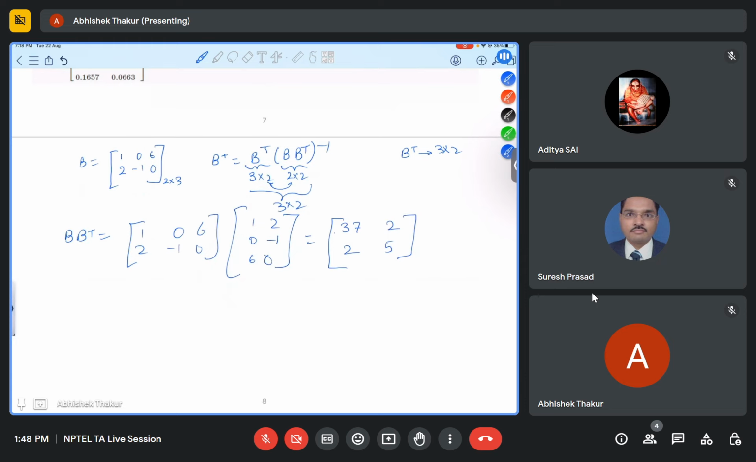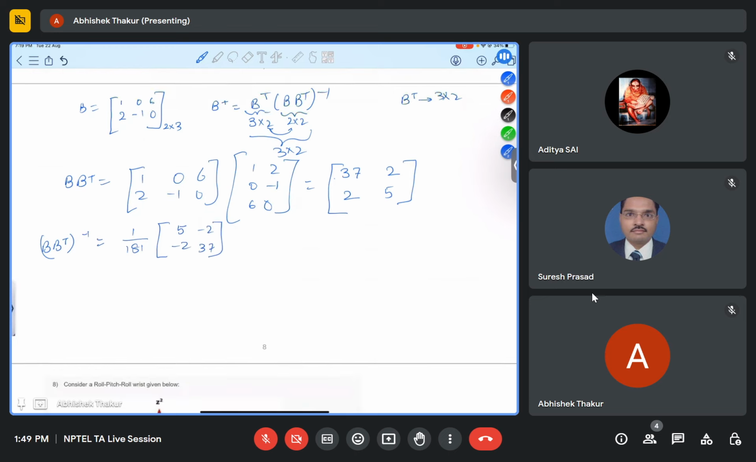So now we have to find the inverse of this. When you find the inverse of B times B transpose, we divide by the determinant, interchange the diagonal elements, and give a negative sign to the off-diagonal elements. So it will become 37 into 5, 185 minus 4, 181. So 1 by 181, just interchange it, 5 and 37, and give the subtraction sign here. So this is the inverse of this BB transpose.